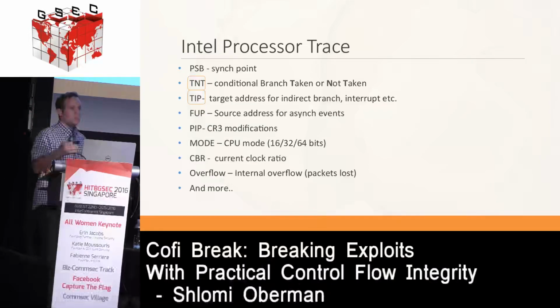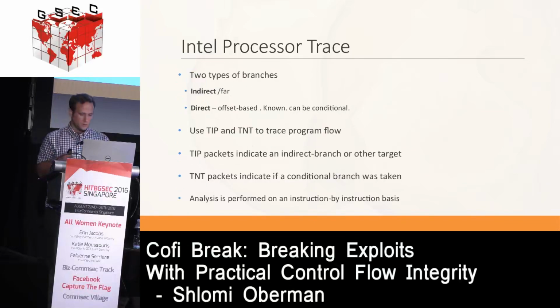And the TIP packet tells us the next address for every instruction for which we cannot determine the next address, right? If we have a far call, call RAX, or call to a memory address, or something of the sort, we can't determine the next address, and so we need a packet to tell us what the next address is.